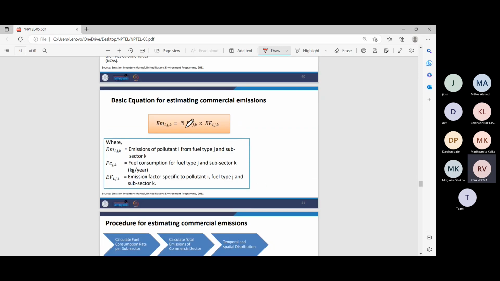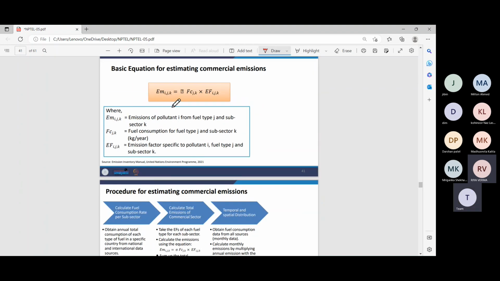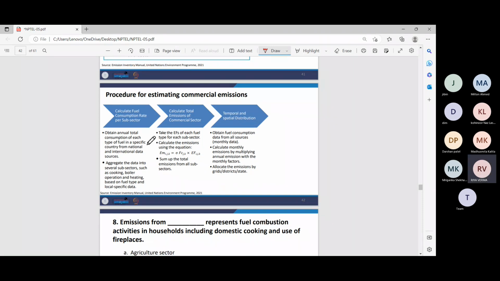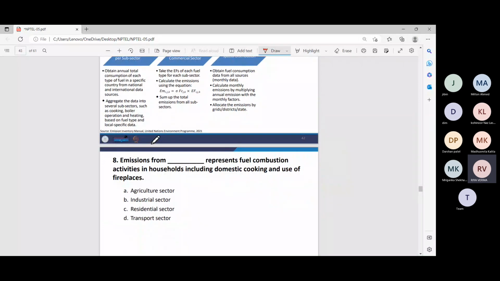Same is the case for your commercial emissions. The equation is the same: emission of pollutant i from fuel type j and subsector k equals your fuel consumption for the fuel type multiplied by your emission factor. Rest is the same. So I think we should go towards the next question if this is clear.